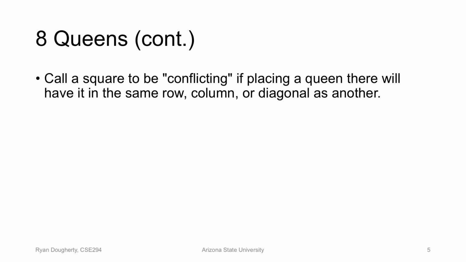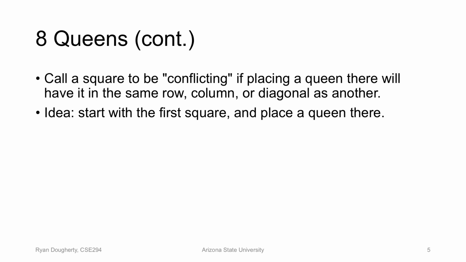And so what we'll call a square conflicting is this: if we place a queen there, then it'll be able to be attacked by or attack another queen somewhere else. So it'll have a queen in the same one of the 8 directions. And so what I want to do is just start with a candidate solution, right? Which is just placing a queen right at the start. Okay?